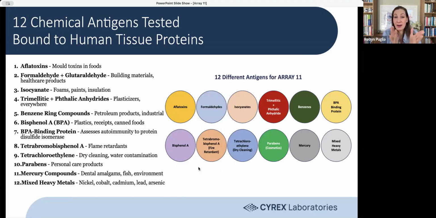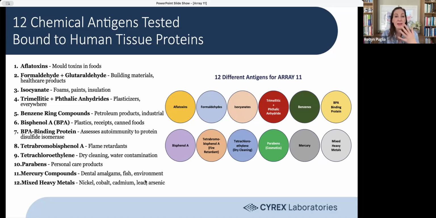So the 12 chemicals that we're including in Array 11 are aflatoxin, formaldehyde and glutaraldehyde, isocyanate, trimellitic and phthalic anhydrides, benzene ring compounds, bisphenol A and bisphenol A binding protein, tetrabromo bisphenol A. So we're doing a really comprehensive assessment of the immune response to plastics and plasticizers, tetrachloroethylene, which is found in dry cleaning products, the dry cleaning process, but also in water contamination, parabens from our personal care products and beauty products, mercury compounds, and additionally mixed heavy metals.